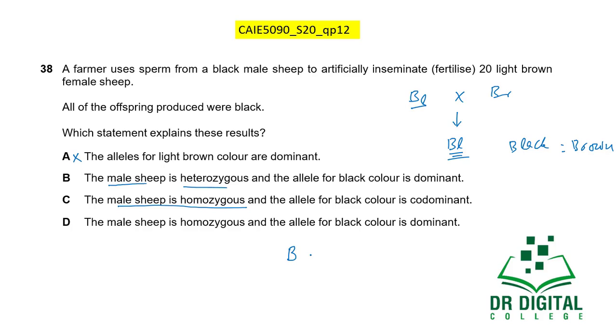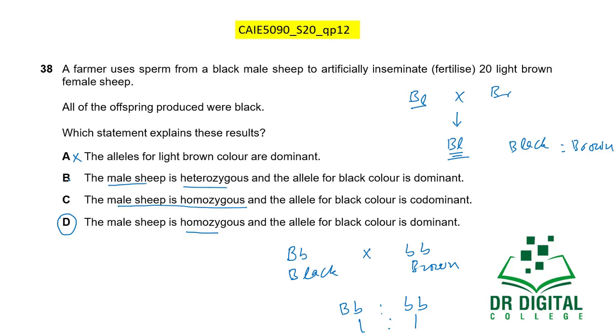If, for example, it is heterozygous black, crossed with small b, the brown, then the offspring will be capital B small b and small b. The expected ratio is 1:1, or at least some brown offspring should be produced if it was heterozygous. So the male sheep is homozygous and the allele for black color is dominant. So the answer for this question is D.